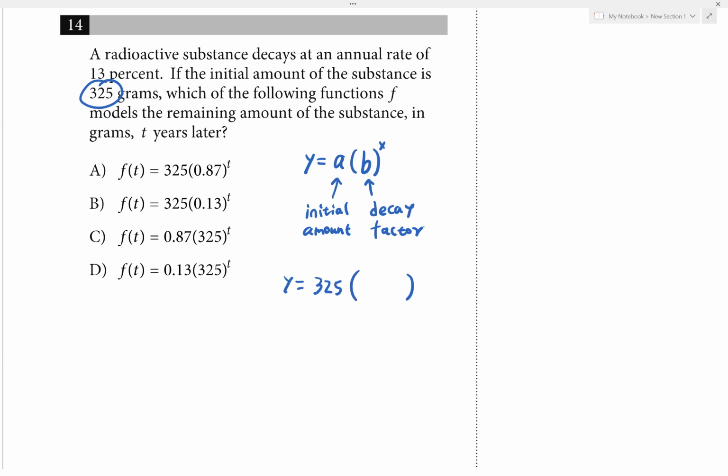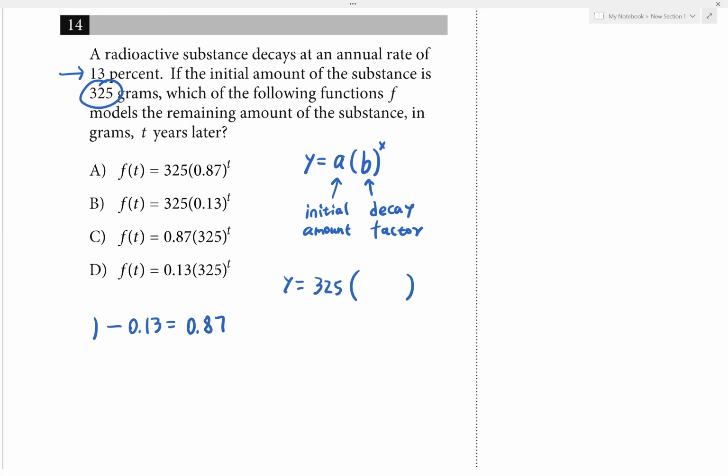They told us the substance decreased by 13% each year, but we have to be careful. We cannot just put 13% inside the parentheses, not 0.13. To find the decay factor, we have to subtract from 1. So we do 1 minus 0.13, which gives us 0.87. And this will be the decay factor. Whenever we have a decay, we subtract from 1.